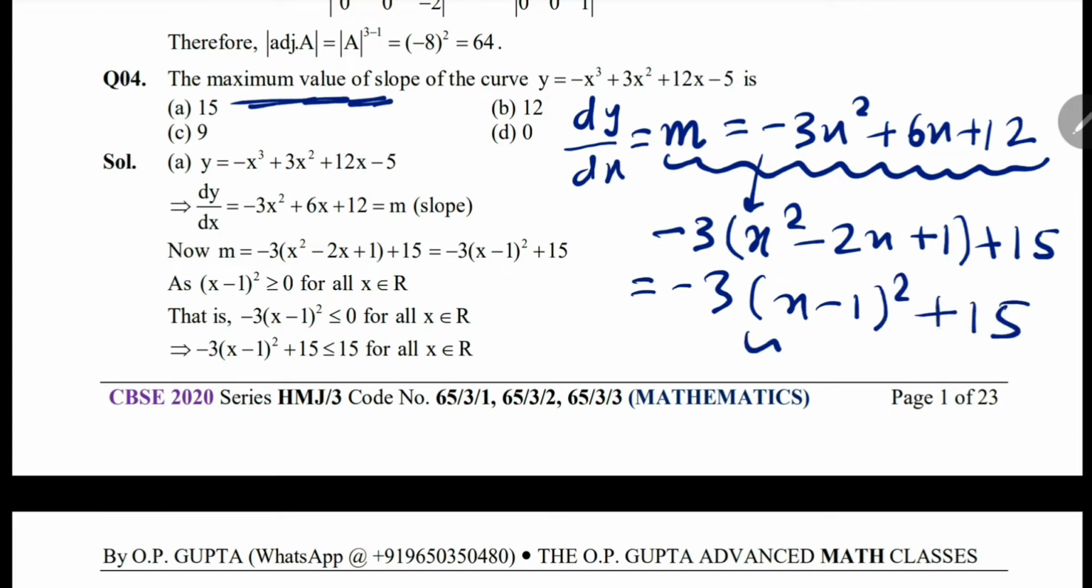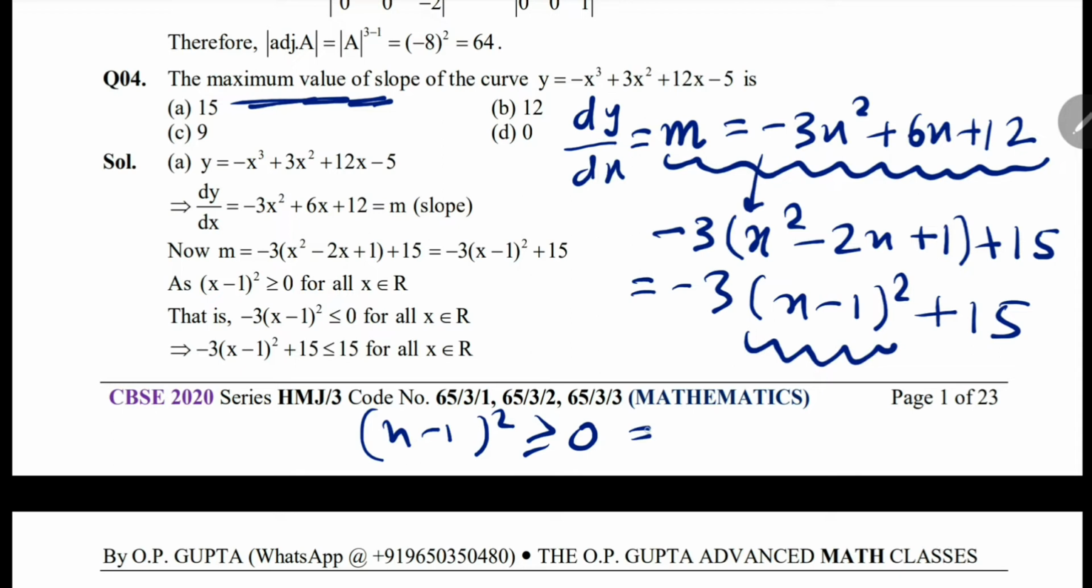Now keep in mind this expression, this x minus 1 whole square will be having its minimum value when x will be 1 and the minimum value will be 0. So that means we will write x minus 1 whole square will be greater than or equal to 0 for all real values of x.